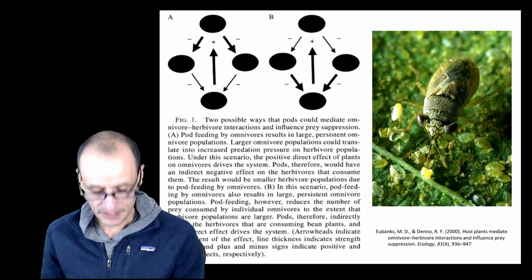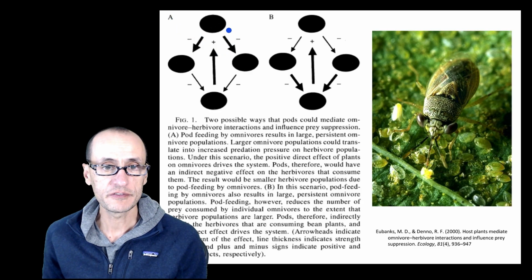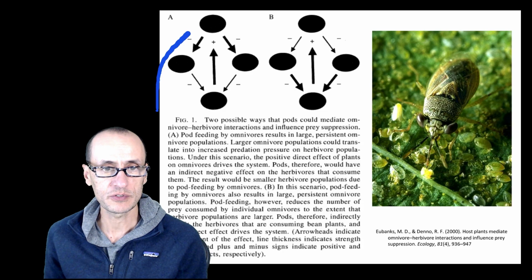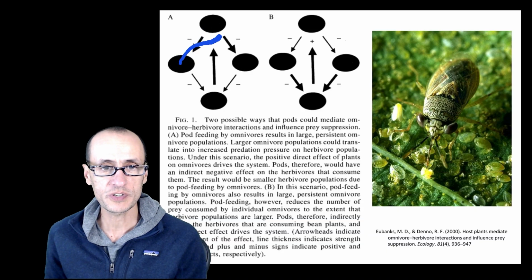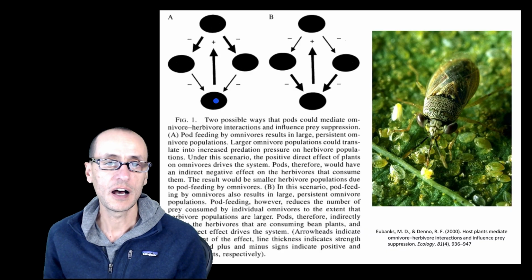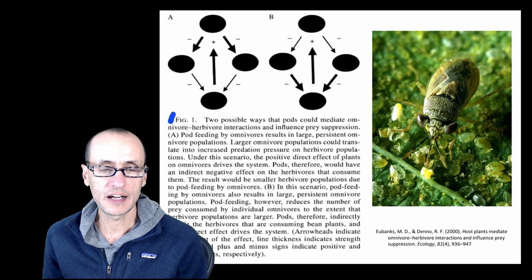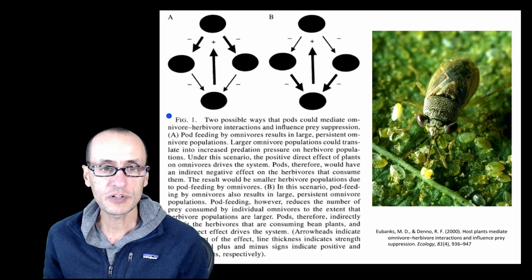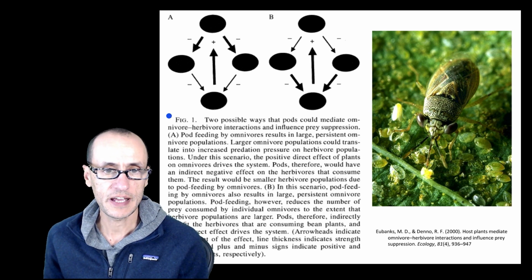Now, omnivory, again, is the consumption of resources by a particular organism at two different trophic levels. So, for example, what this organism here could be doing is feeding as a predator on these herbivores, but it could also be feeding as an herbivore on these plants right here. And so this is a study by Mickey Eubanks at the Texas A&M University. He was a graduate student at the University of Maryland when he actually did this study.